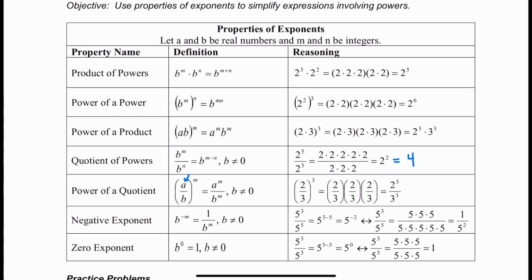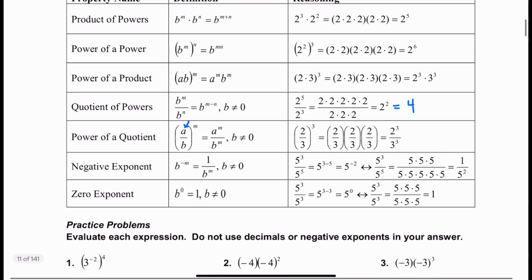So I'm going to take 2 divided by 3 to the power of 3. That means we're going to multiply 2/3 by itself 3 times. So I have 3 2's, 2 to the power of 3, divided by 3 3's, which is 3 to the power of 3. Now, if I have a negative exponent, b to the negative m power is going to equal 1 over b to the m power, where keep in mind b cannot equal 0 whenever we have a denominator, because you cannot divide by 0.